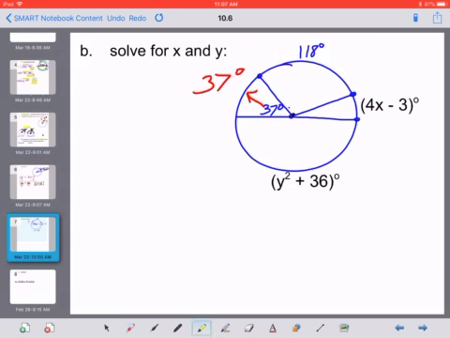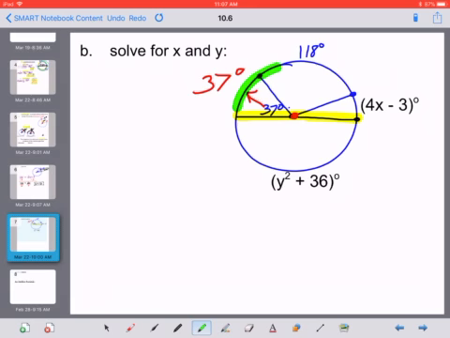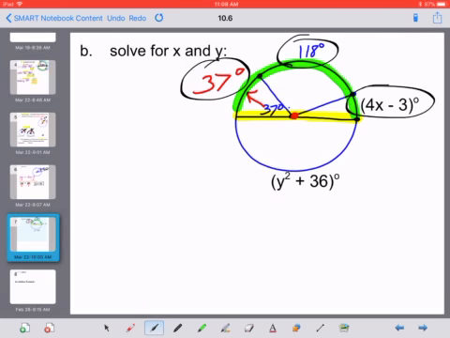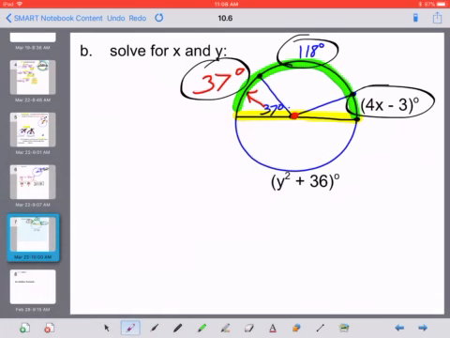And I'm going to go ahead and cheat and use a concept that we're going to get to tomorrow. But if we can see that this point right here is the center of the circle, then we know that this chord cutting across must be a diameter. And that means if we have a diameter, that this arc right here must make up half of the circle and therefore must be 180 degrees. So that big green arc is made up of this 37-degree arc, this 118-degree arc, and this 4x minus 3-degree arc. So we're going to add those three things together and set them equal to 180.